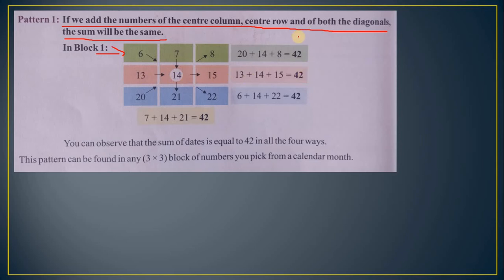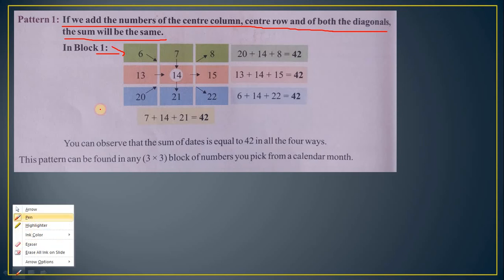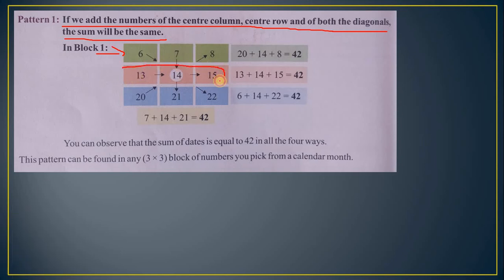As well as central row, central column and both the diagonals. Diagonal means, here I first highlight so that you can easily understand. This is central row, central column. These are the diagonals. This is one more diagonal. So whatever their sum is, you can observe it will be the same. You can observe their sum is 42. So this pattern can be found in any 3 by 3 block you pick from a calendar month. Whatever the month is, you can check it.